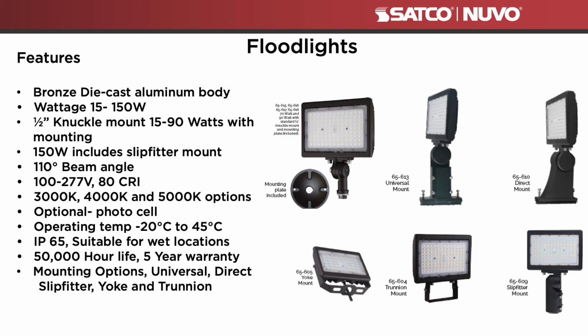All have 110 beam spread, voltage range 100 to 277, 80 CRI, and specific CCT options of 3000, 4000, and 5000. These are not color adjustable. You have to look at the specific model number. These all come with an optional photocell mount. So the mounting options are universal, direct, slip fitter, yoke, and trunnion.